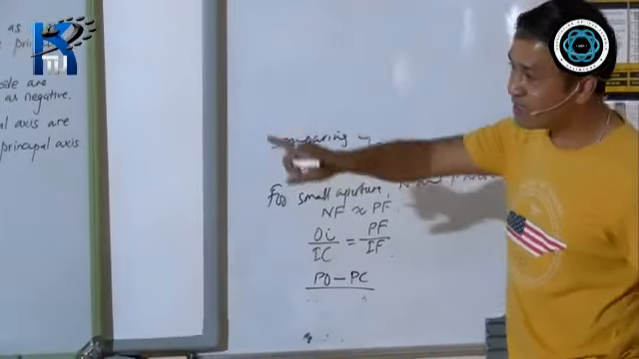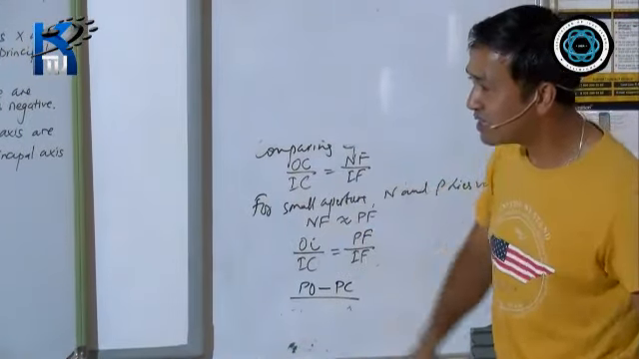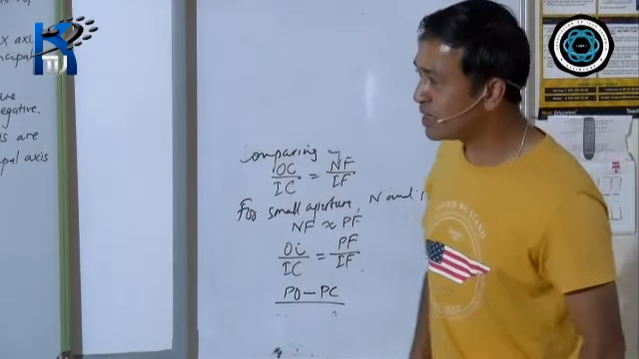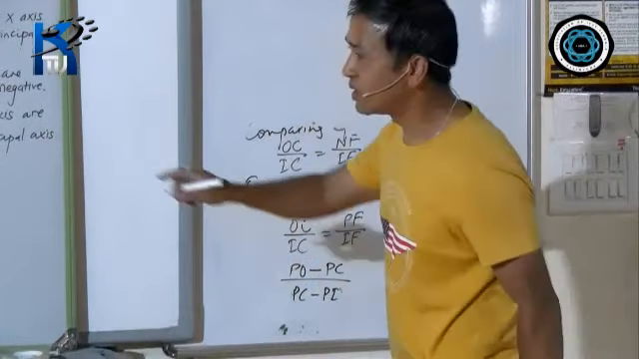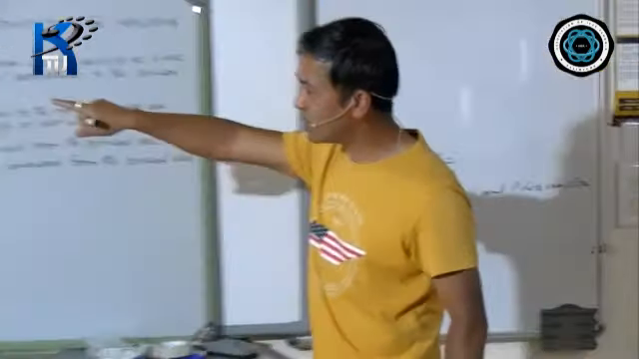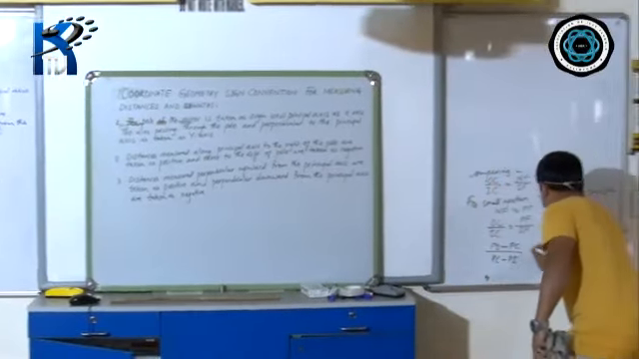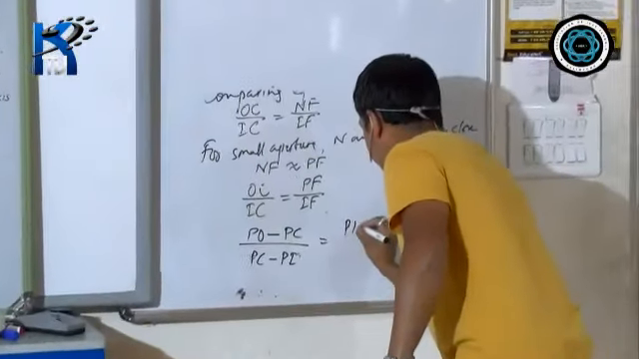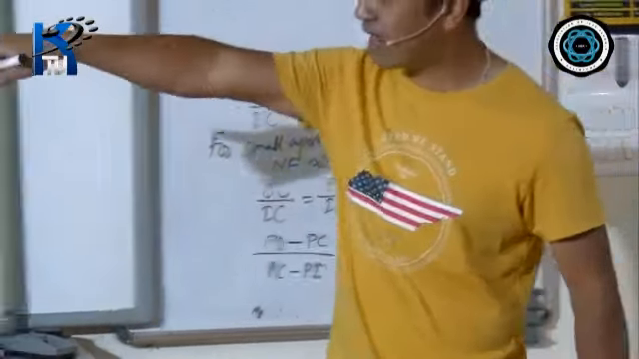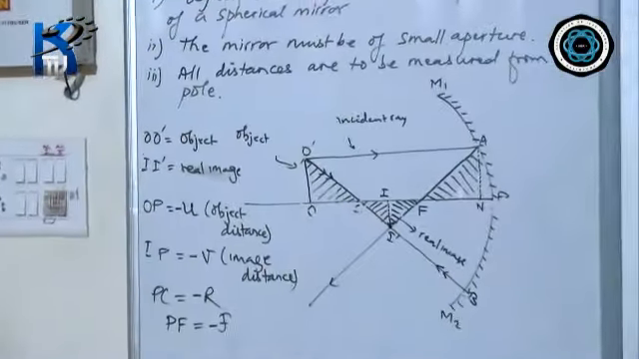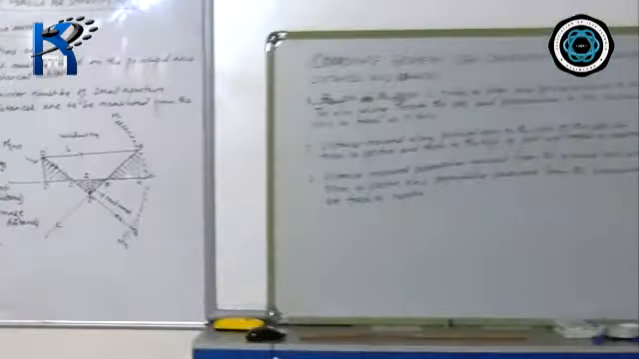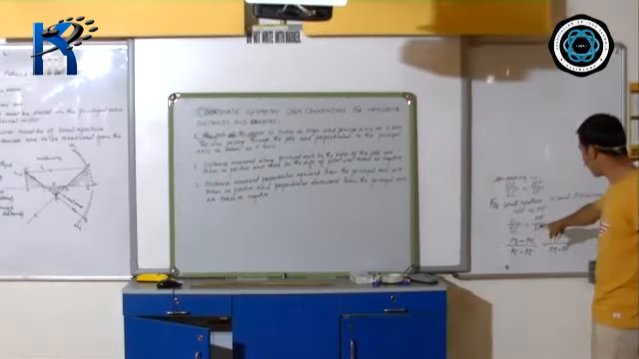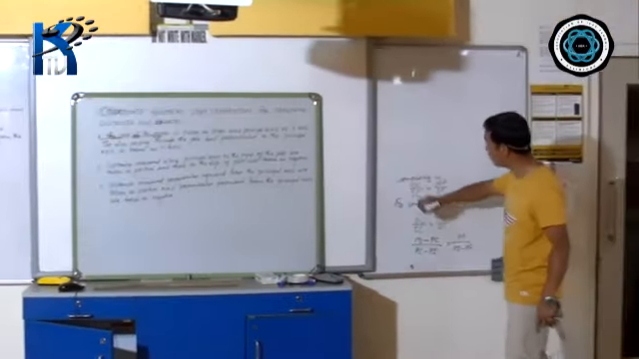Next, IC. If you look at the diagram, IC is also not known. So IC can be written as PC minus PI. Yes, IC can be written as PC minus PI, equals PF, which is known, by IF. If you look at the diagram again, IF is not known. IF can be written as PI minus PF. So I replace IF by PI minus PF. Now let me substitute the values.